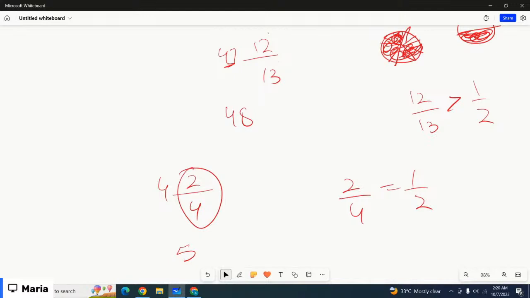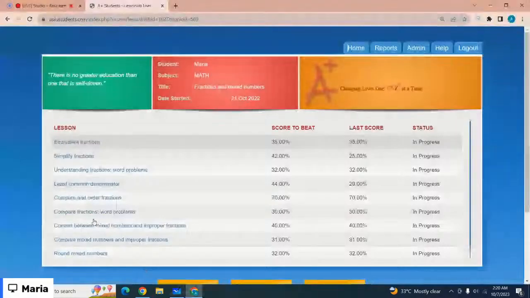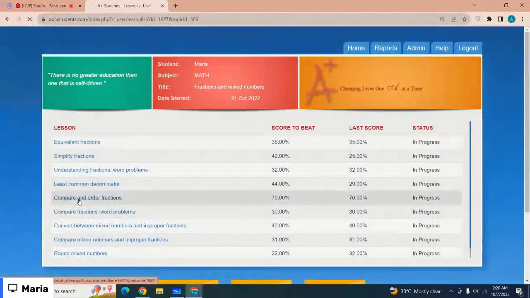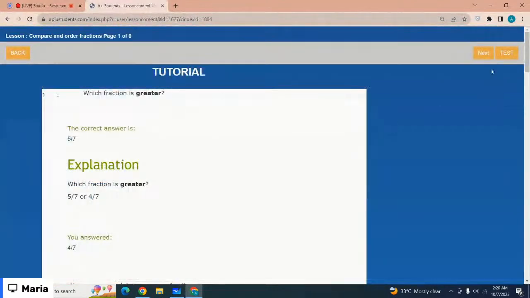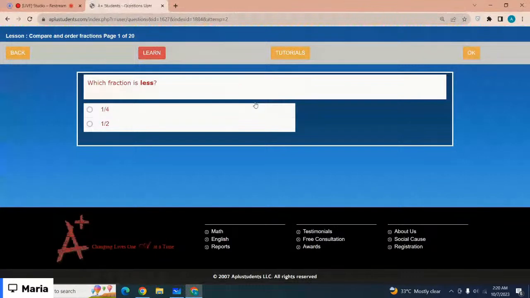Okay, let's just start with the practice questions for the lessons we did today. We have started with the chapter lesson, compare and order fractions, right? So let's just start with the practice questions. Let's just start with the test questions. Which fraction is less, 1 over 4 or 1 over 2? Which is the correct option?